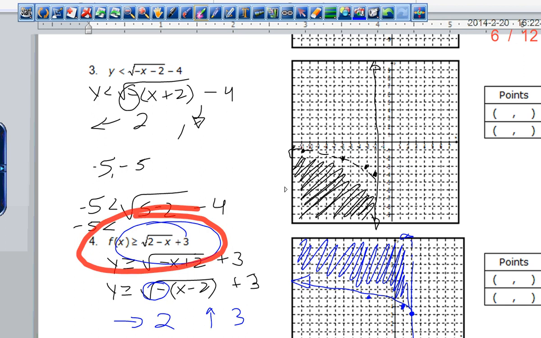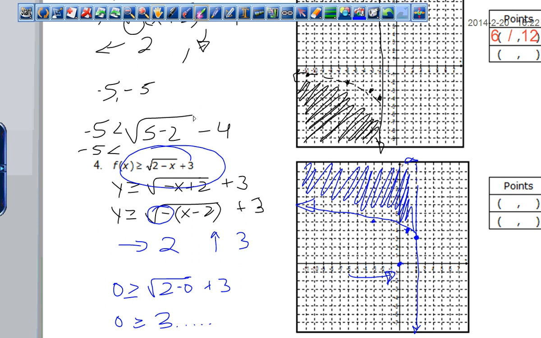Put this one straight in the calculator, graph it. This is a dashed line. We shade below. Same idea with number 4. Don't be afraid to use the calculator here. Take out the negative, so I got the negative there. This is my equation I'm graphing.